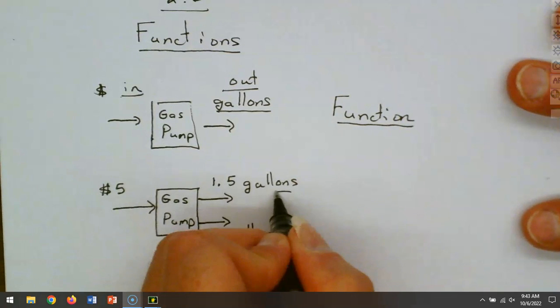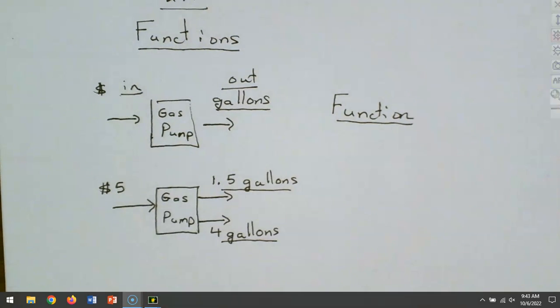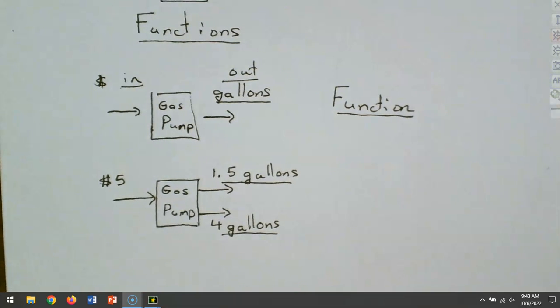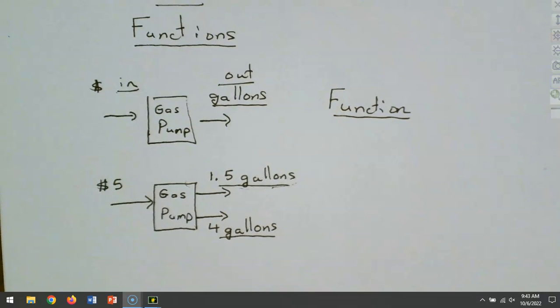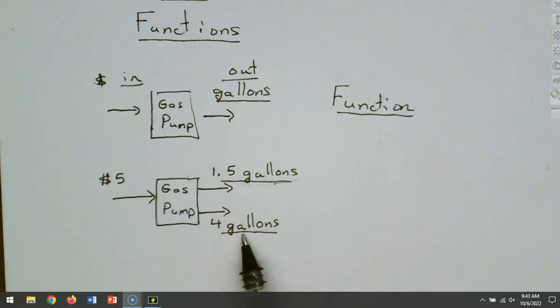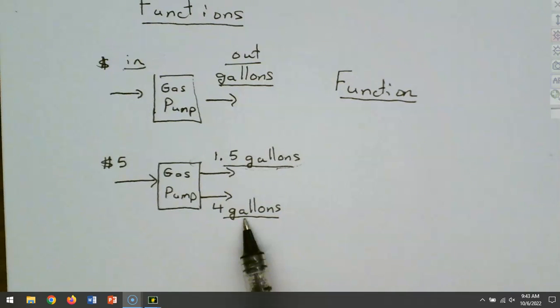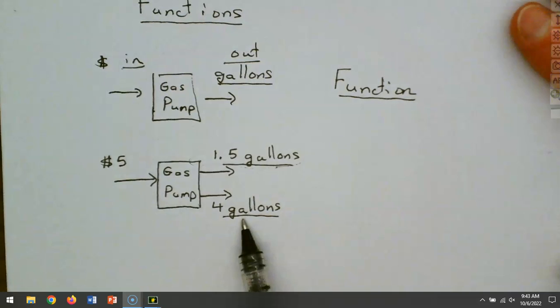Does this make sense at all? No, why not? Okay, if I put $5 in, I better get out the same amount of gas every time, right? If I put $5 on my credit card at the gas pump, I'm going to get out 1.5 gallons. Not 1.5 gallons, or the next person gets 4 gallons, right? That makes it not a function.